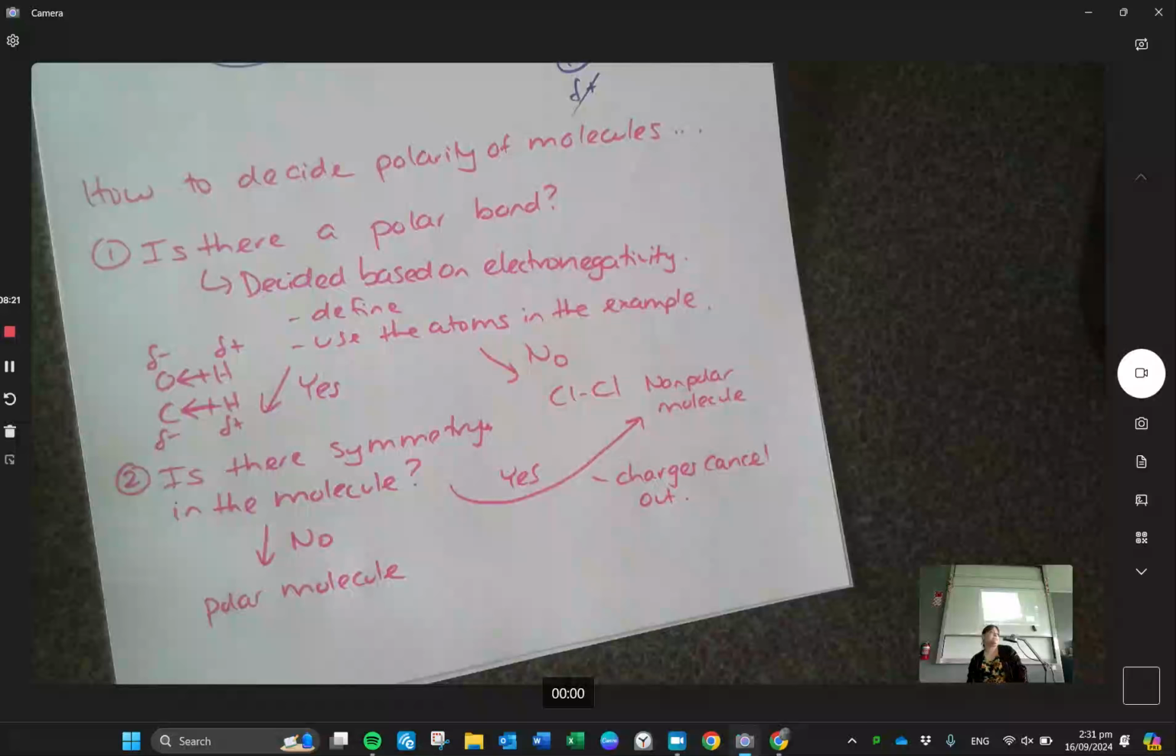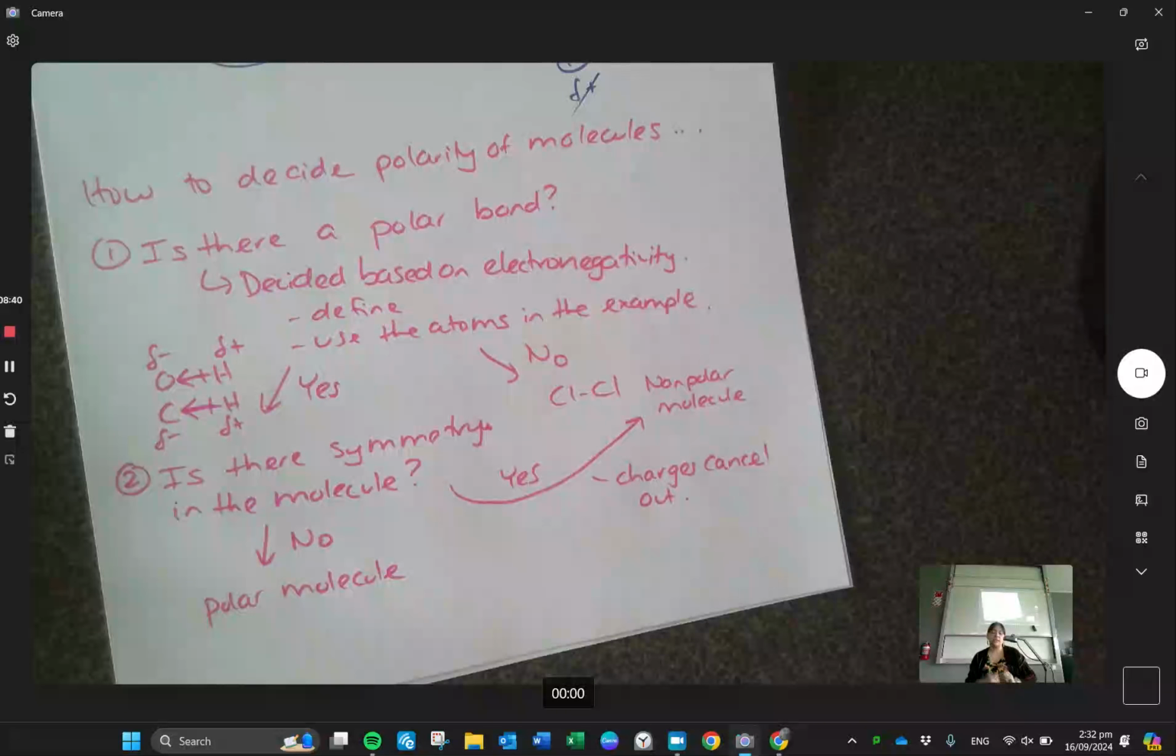Are we okay with that? I'll show you guys some exam questions so you can see how it's applied. Okay, doke. So polar bonds doesn't necessarily mean polar molecule. It depends on the symmetry as well. But if you have a nonpolar bond, then you automatically have a nonpolar molecule because there's no unequal distribution of charge.